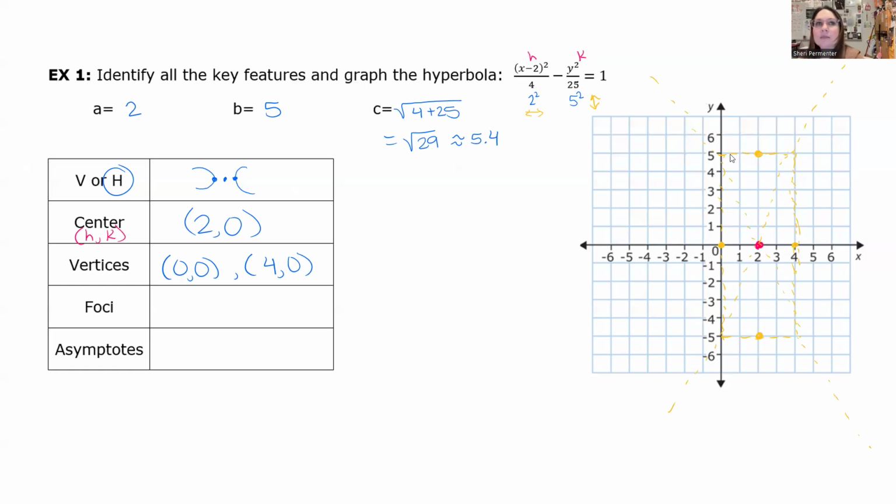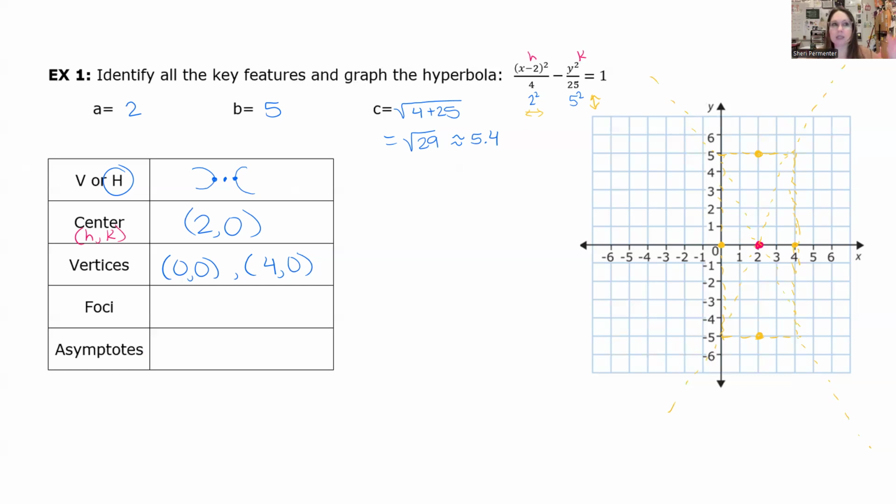So I made, maybe I should have used green. Next one I'll use green. So I made my rectangle. It could be a box, but I made my rectangle. And then I make diagonal lines through the center. The diagonal lines are super helpful because they actually create a guide.